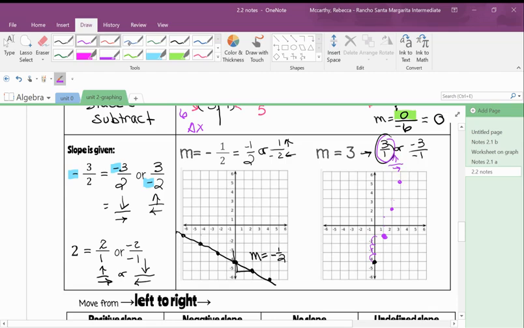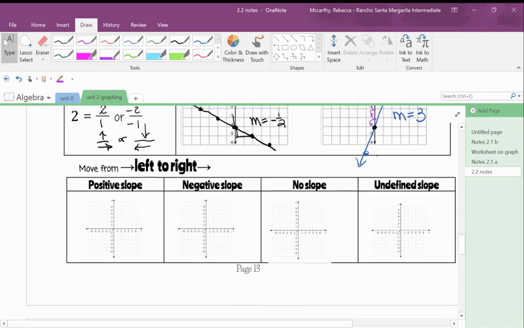Now let's look at the other one, and I'm going to use blue. Let's look at this one. That means I'm going to go down 3 and to the left 1. So down 3 until I run out of paper. But it's the same pattern, 1, 2, 3 over 1, 1, 2, 3 to the left 1. So as long as the two have a negative, that is a positive slope. So my slope is 3.